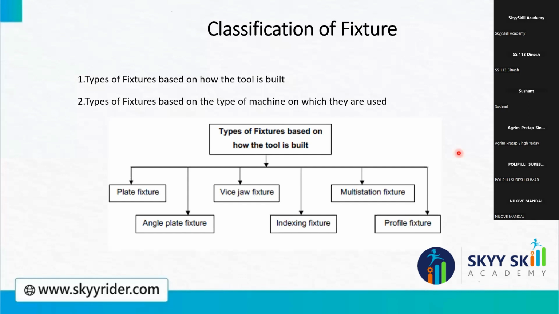Angle plate is, as I told you in the jigs, the format where the clamping pressure is always at a right angle to the surface. In that case, angle plate fixtures are used. And just like the vice jaw jig, it is the same as a fixture. Indexing as well, multi-station like that, and profile. Profile is like, I will give you an example. Profile means it is completely located outside of the component.